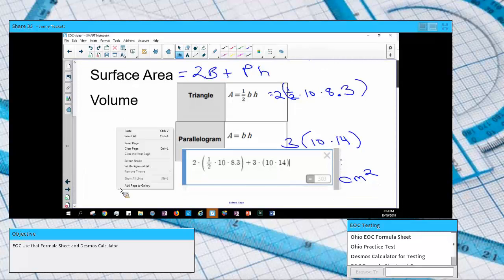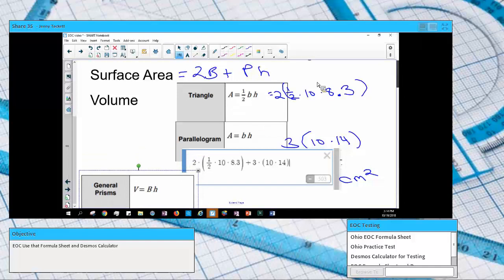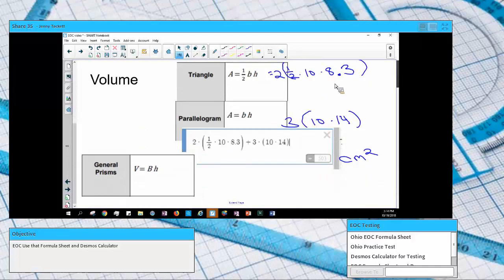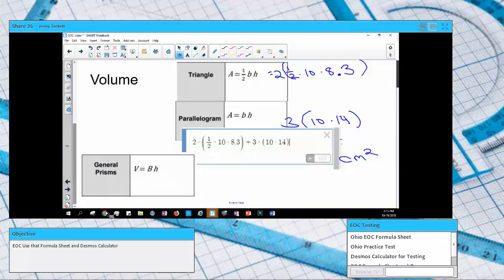We found the area of the base when we found the area of a triangle. So half 10 times 8.3. We did multiply that by 2. So we will have to do that again, and we're going to multiply by the height, which is the distance between those two bases, of 14.